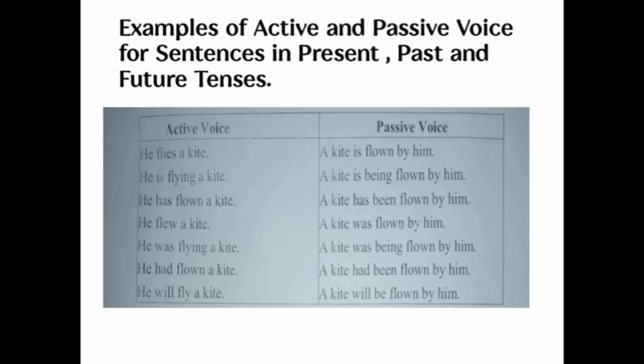He was flying a kite. A kite was being flown by him. He had flown a kite. A kite had been flown by him. He will fly a kite. A kite will be flown by him. So here in these examples we can see it is in all the tenses present, past and future tense.